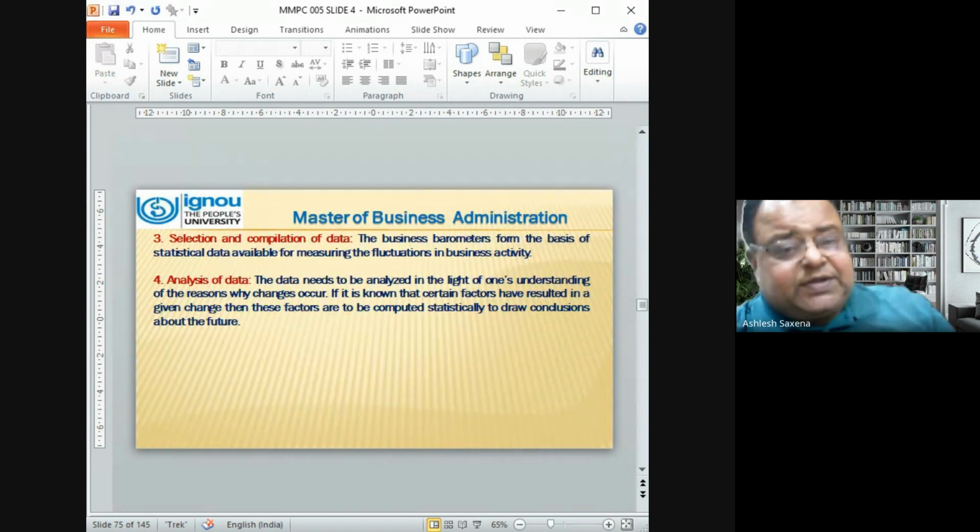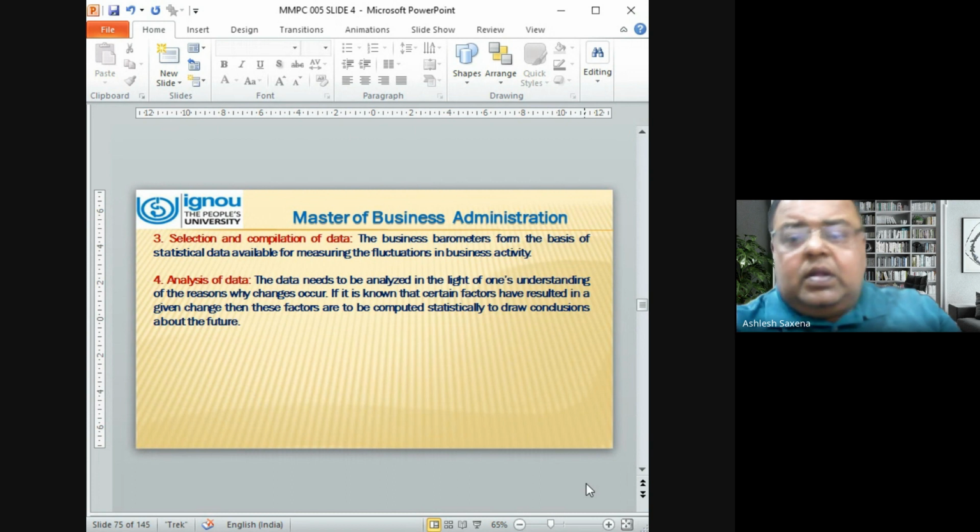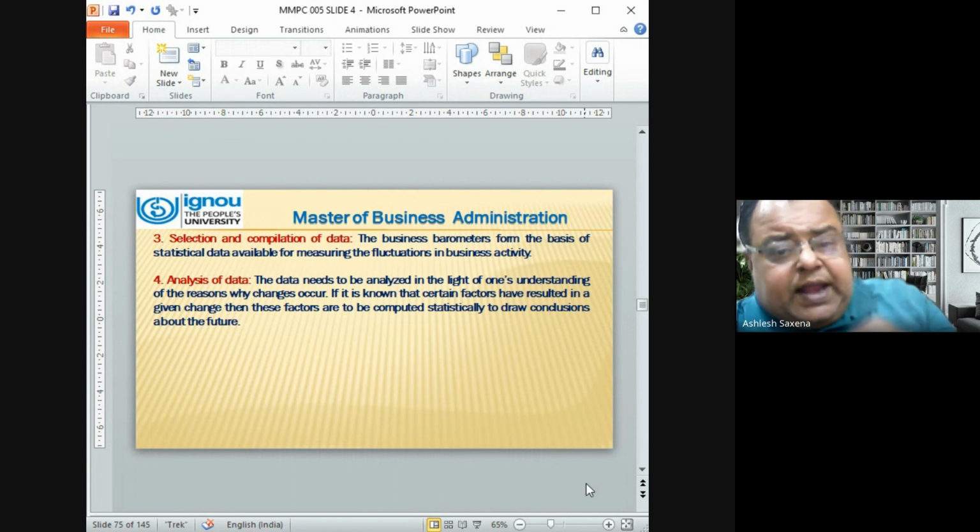The fourth one is analysis of data. The data needs to be analyzed in the light of one's understanding of the reasons why changes occur. If it is known that certain factors have resulted in a given change, then these factors are to be computed statistically to draw conclusions about the future.